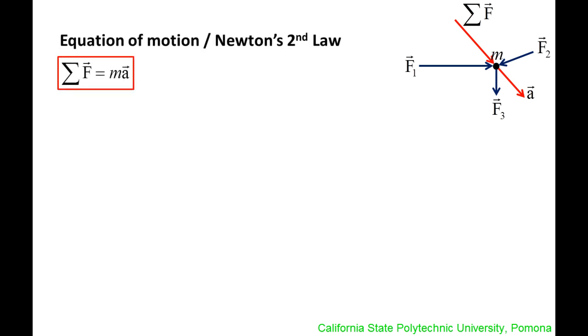The mass of the object is a constant of proportionality relating the resultant force vector and the acceleration vector. Sum F equals ma is called the equation of motion or Newton's second law of motion. Using this equation, if we know the forces acting on the particle, we can find the acceleration of the particle. And once we know the acceleration, we can, in principle, find a particle's velocity and position through the kinematic relationships and integration. Alternatively, if we know the motion of the particle, we can determine the forces acting on it.